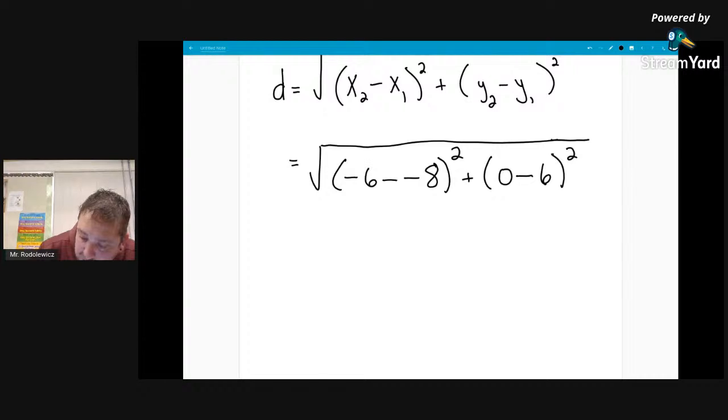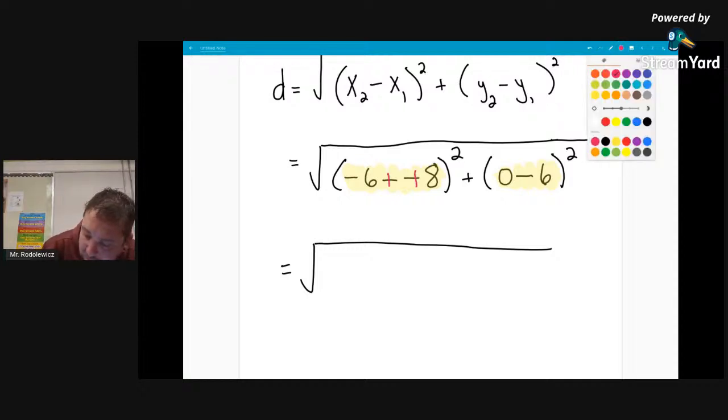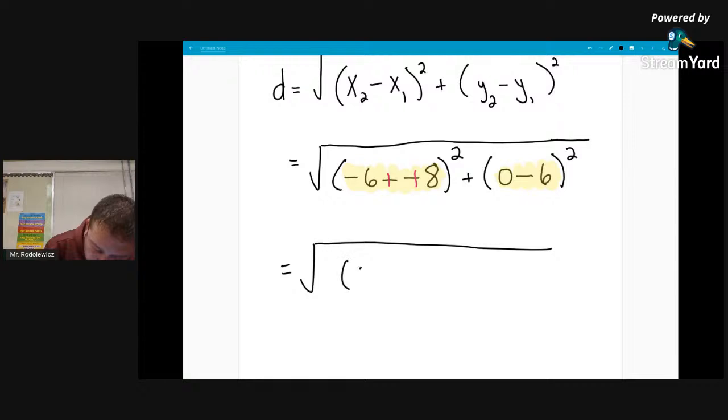And now order of operations tells me to work inside my parentheses first. So I need to find this value and this value as my next step. So I write the formula, I substitute. Now I follow order of operations. -6 minus a -8, keep change. I'll even mark that right here, keep change. This becomes the value 2. So inside the group, it simplifies to 2. Inside the second group, 0 minus 6 is a -6.